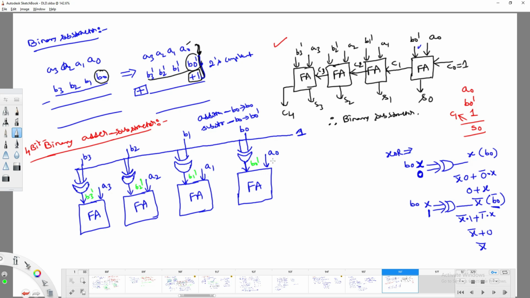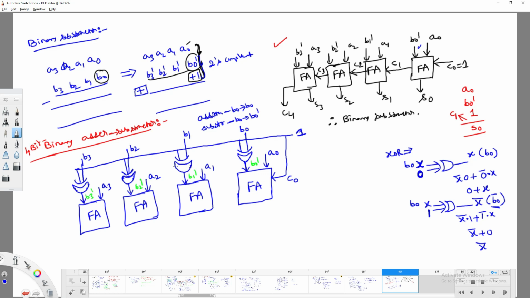Right? So you can observe A0 plus B0 bar. Then you have to add plus 1. Can I give the same input here? Yes. Now this circuit will be acting as a subtractor.